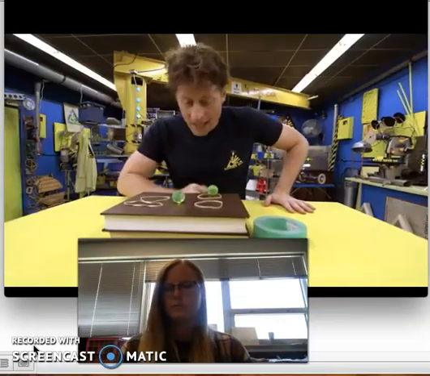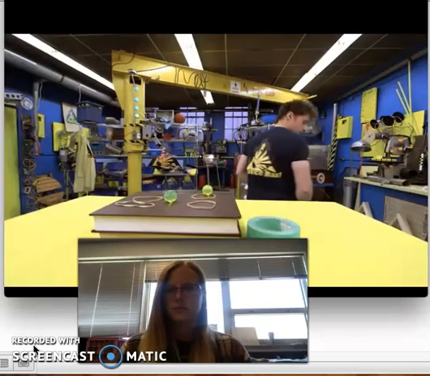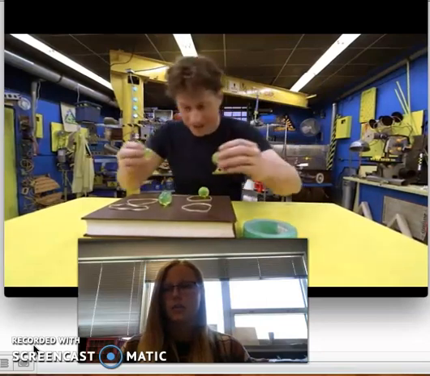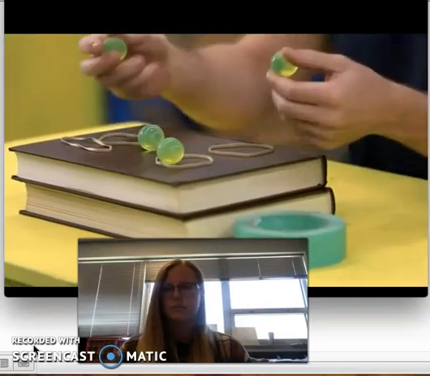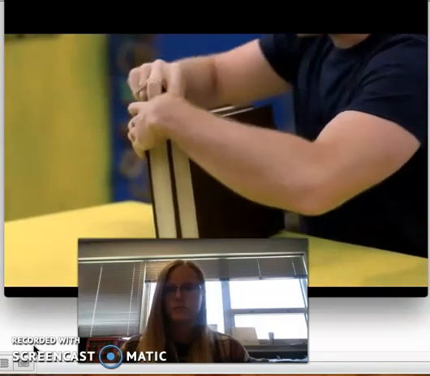2 books, 4 elastic bands, and 4 rubber balls. We will be doing something similar to this to test our structures on. Alright, so the first thing you do is take your 4 elastic bands and wrap them around your books.